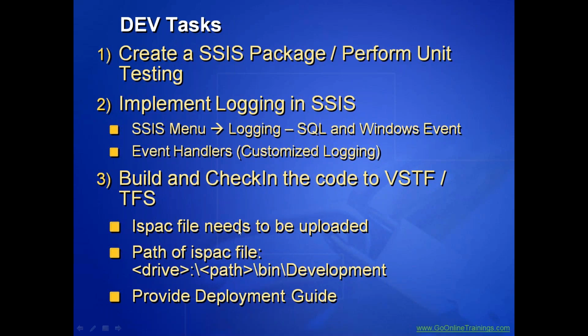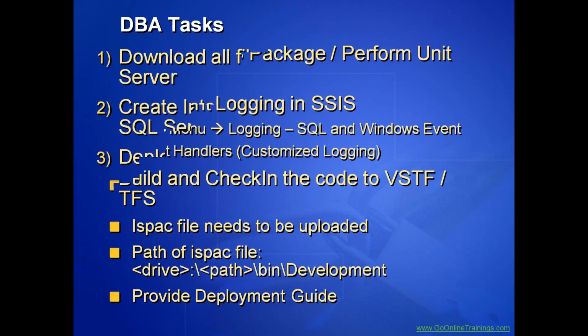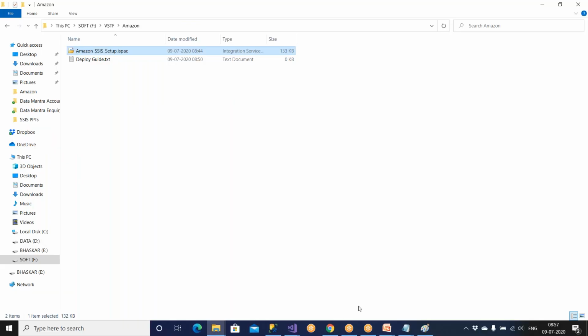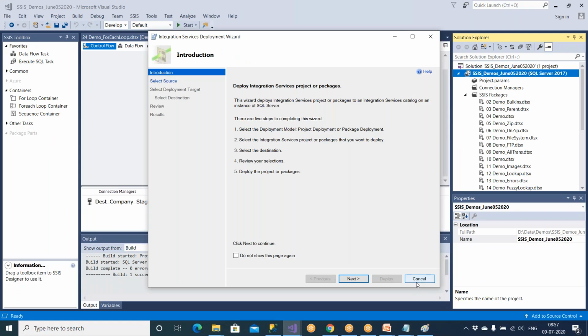So if you give the ispack file, that is enough, right? So where is the ispack file located? I told you these are the development steps. But what are the steps in production? The DBA is supposed to do those. What are they supposed to do? Download all the files from the VSTF data warehouse serving server. This is what I told you. Create integration services catalogs in SQL Server, deploy the packages using the ispack file, and so on. So these are the things the DBA is supposed to do. Clear? Now, let me go and cancel this.